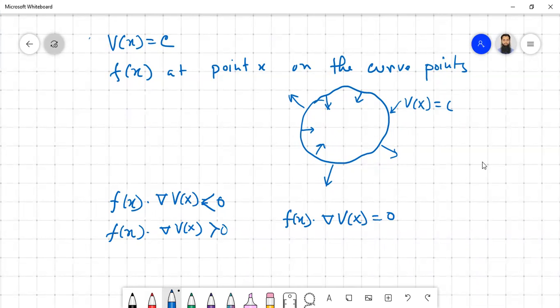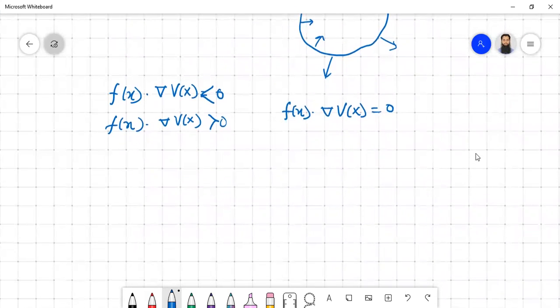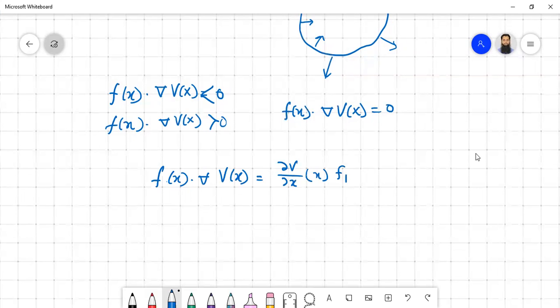Okay. So let us apply the condition of V(x), f(x) dot nabla V(x). Nabla V(x) is nothing but the partial derivative of V with respect to x. Then f has an x1 component and an x2 component. So that will be going to an inner product, or basically a dot product.